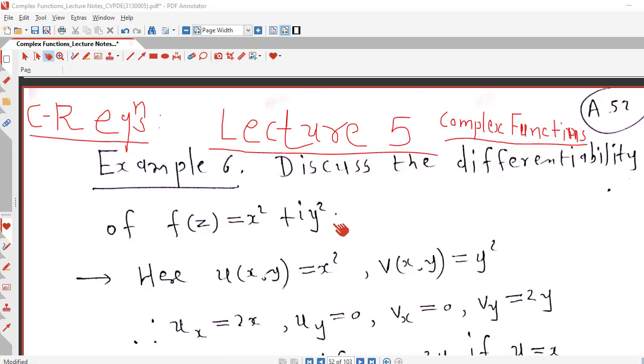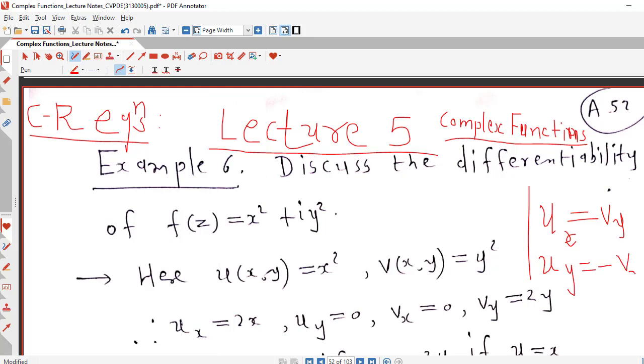The first condition was the partial derivatives of u and v exist and they must be continuous at that point. And the second condition was that Cauchy-Riemann equations must be satisfied at that point. And we just recall what the Cauchy-Riemann equations are. As we know, Cauchy-Riemann equations are del u by del x equal to del v by del y and del u by del y equal to minus del v by del x.